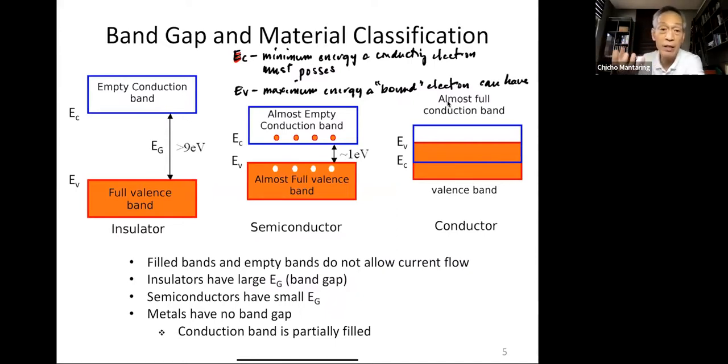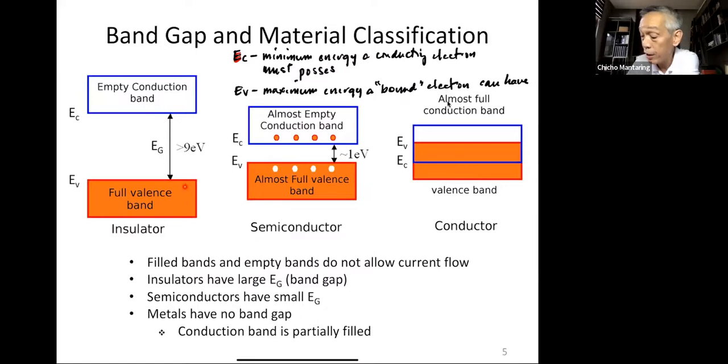Bound, meaning what I said earlier: if it is bound, that means it is associated with the atom it belongs to. If it is unbound or conducting, then it is no longer associated with the atom. It can roam everywhere around the solid. So that's EC and EV. In a conductor, the maximum energy a bound electron has is actually higher than the minimum energy a conducting electron must possess. And that's why your valence electrons can actually conduct current, not like an insulator.